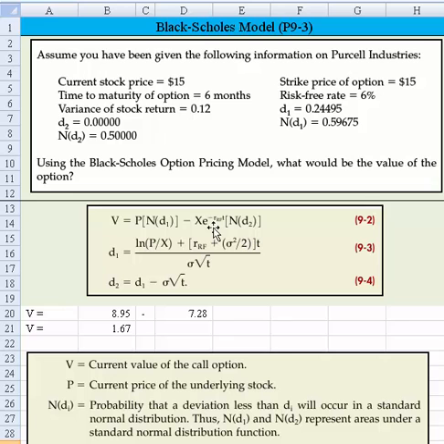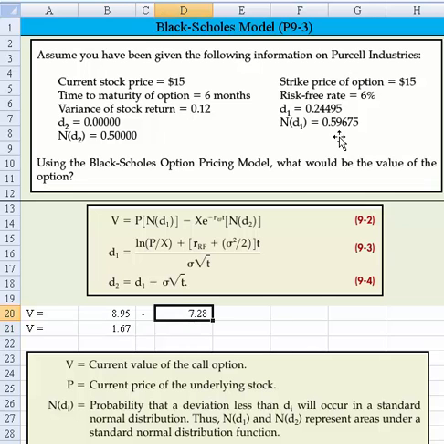So V is equal to P times N of D1 minus X times e raised to the negative risk-free rate times T, times N of D2, right? I know that's hard to read. So what I want to do is split those into the two terms. The first term, we take the value of P, which was the current stock price, $15, times N of D1, which was given as 0.59675. Okay, so that's a relatively simple term to calculate.